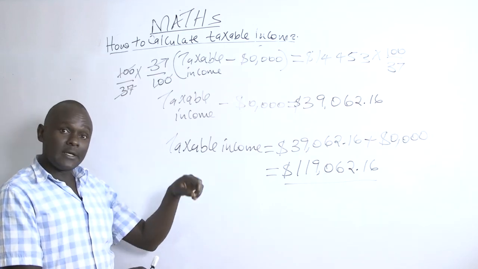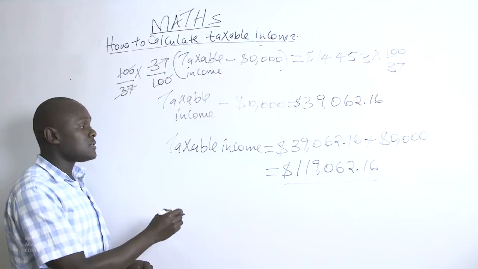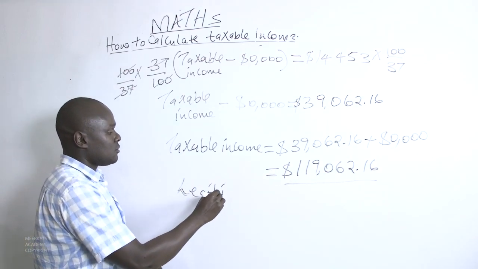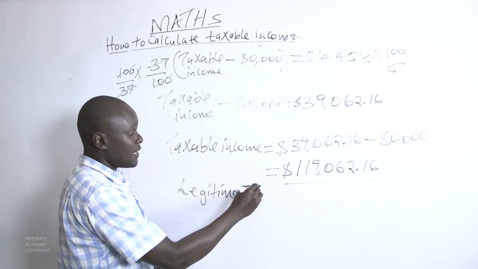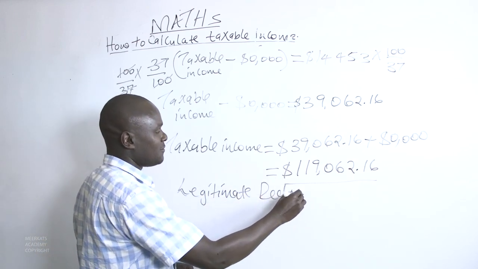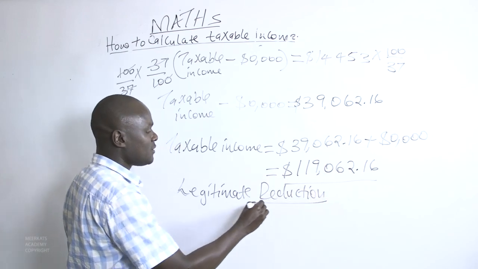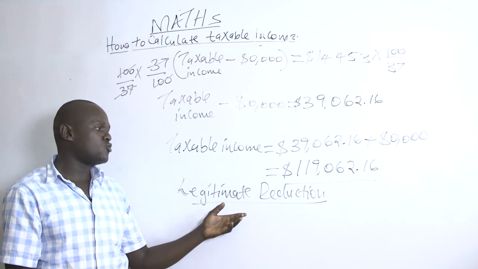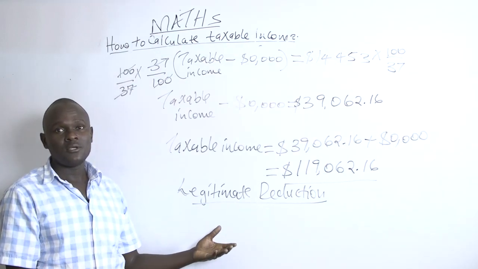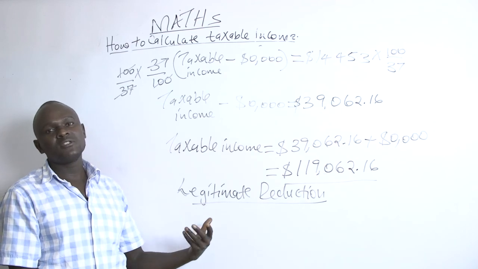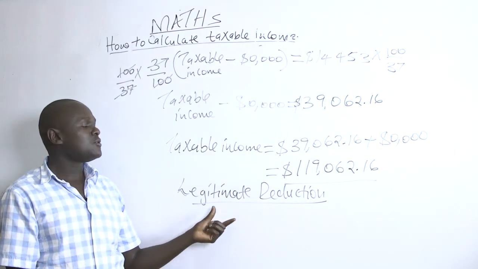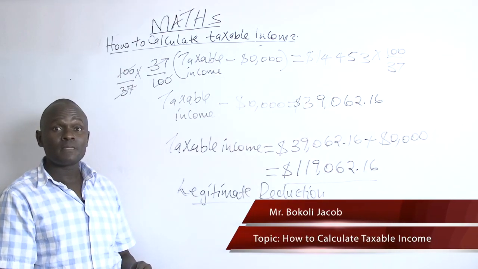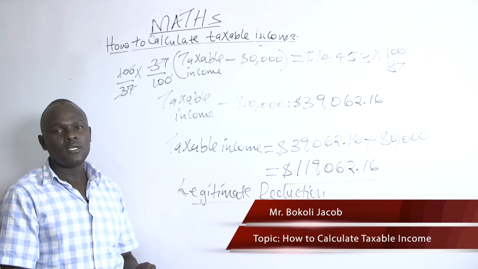So in our next lesson, we will be looking at what we call legitimate deductions. Before we meet in that particular lesson, you can do research on this. What do we refer to as legitimate deductions? And if we have legitimate deductions, does it mean that we also have illegitimate deductions? Let us find out in our next lesson.